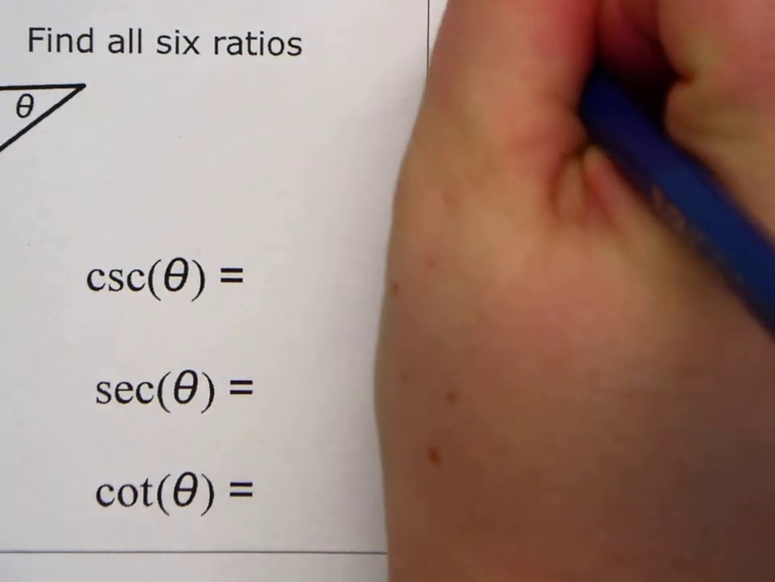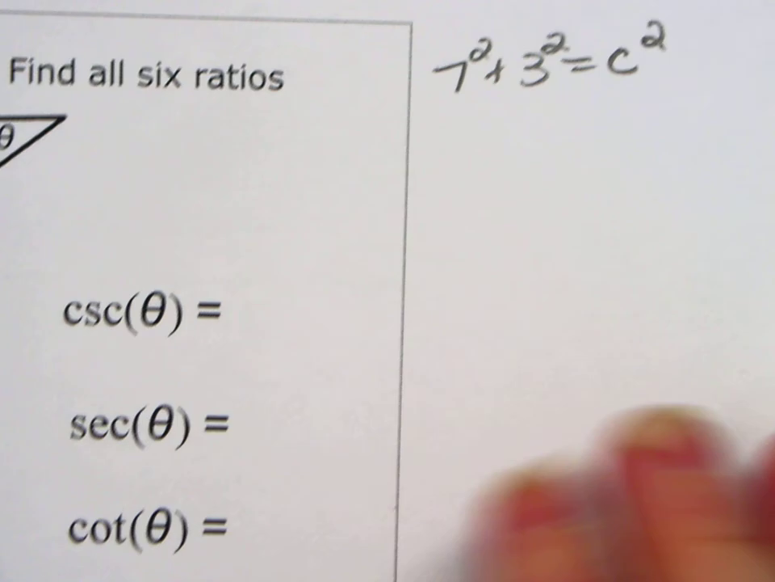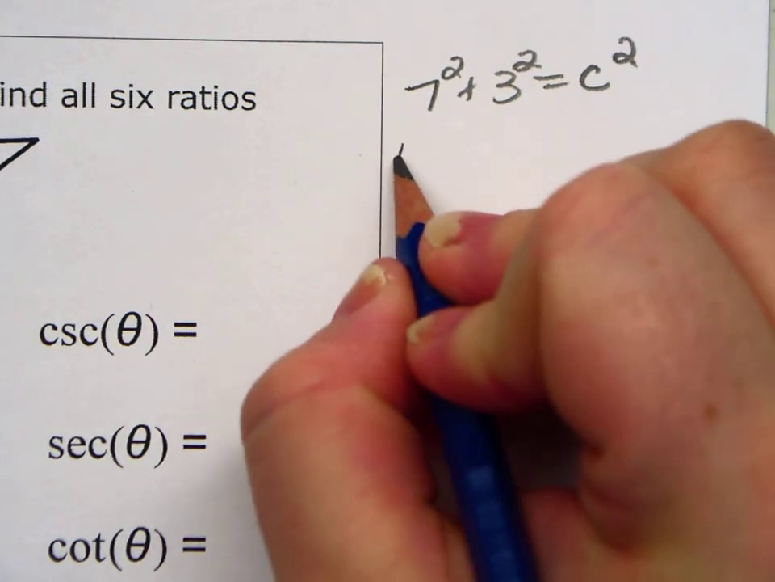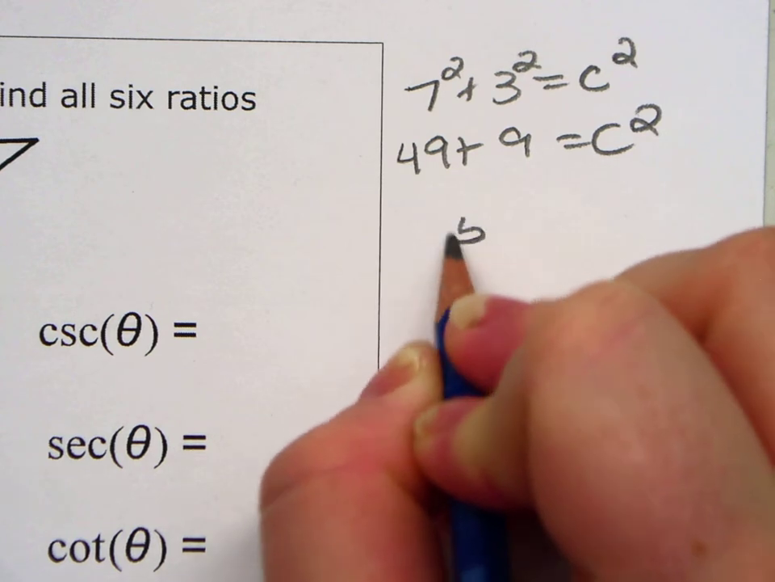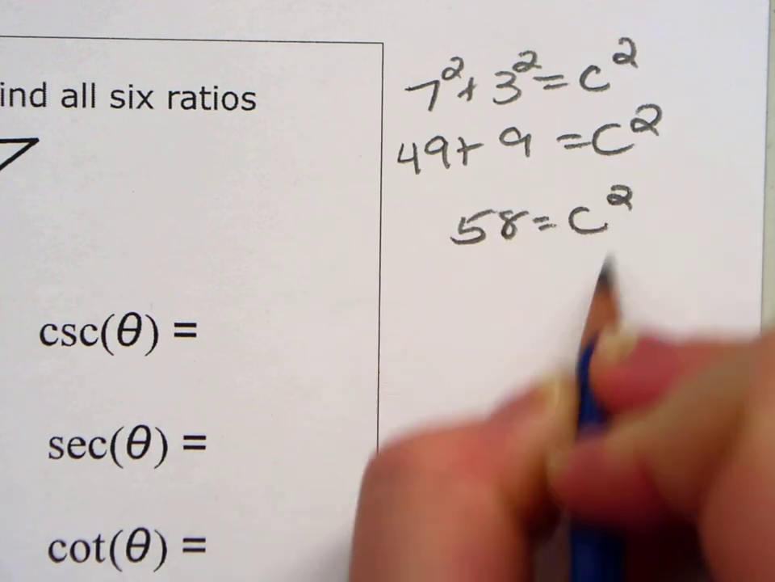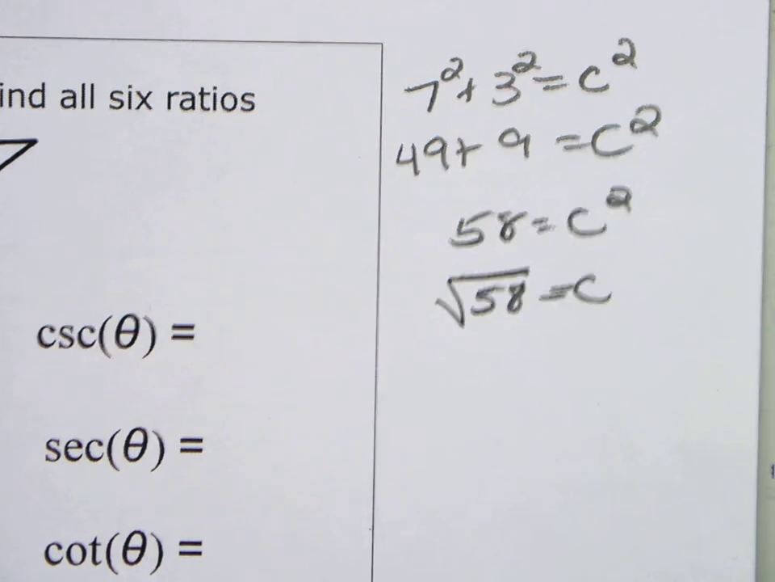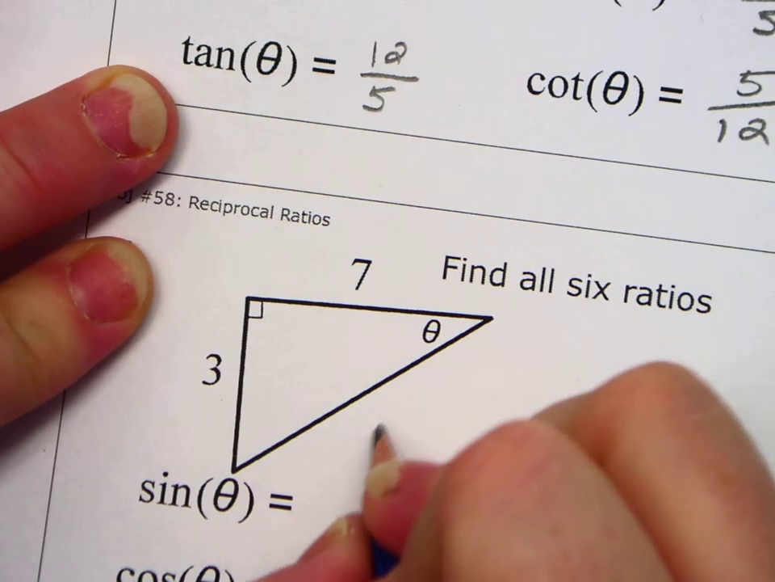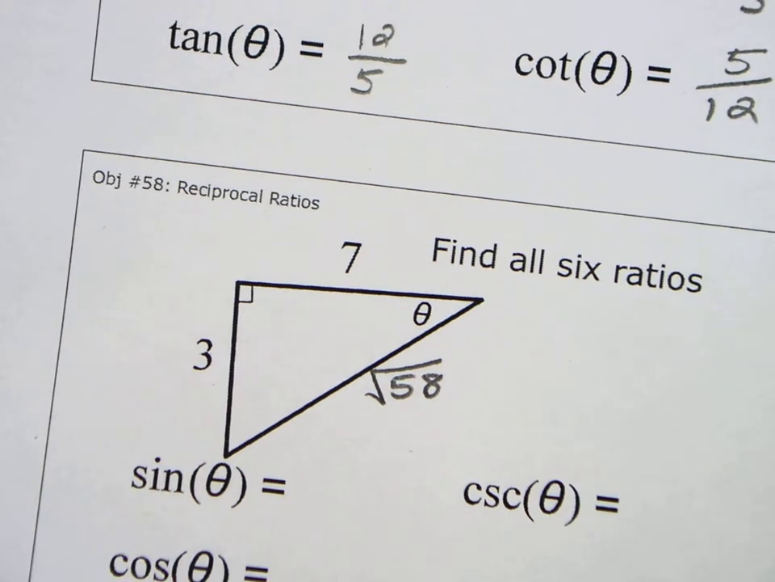All right, 7 squared plus 3 squared equals c squared. 49 plus 9 is 58. So radical 58. Okay. Then we label.